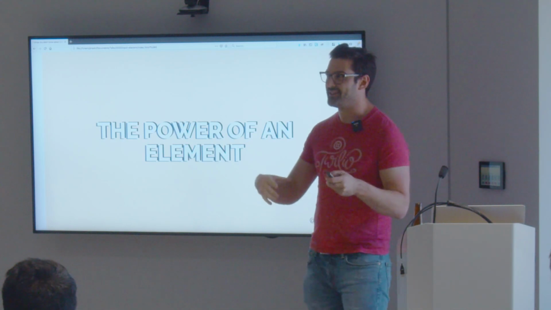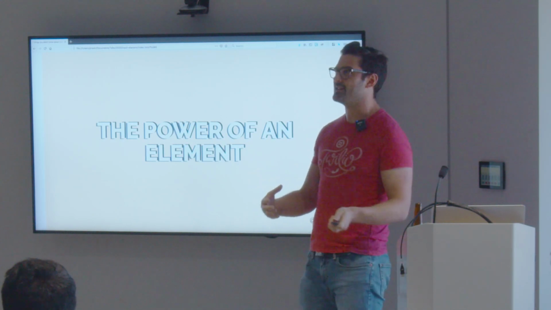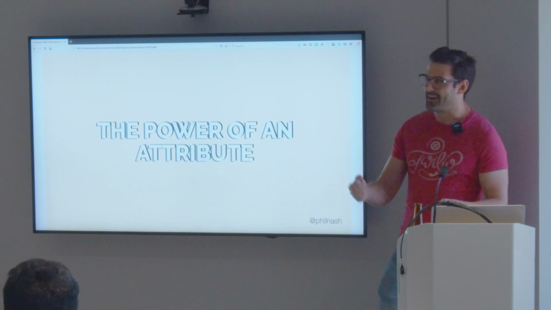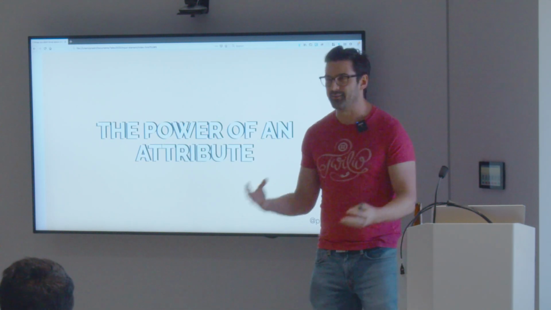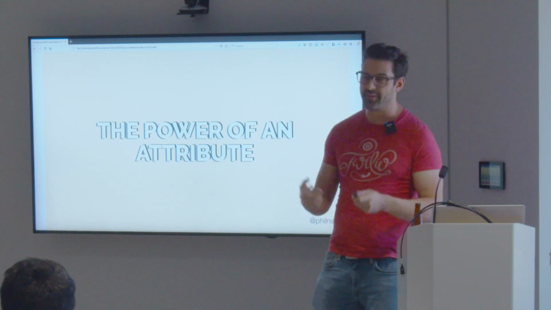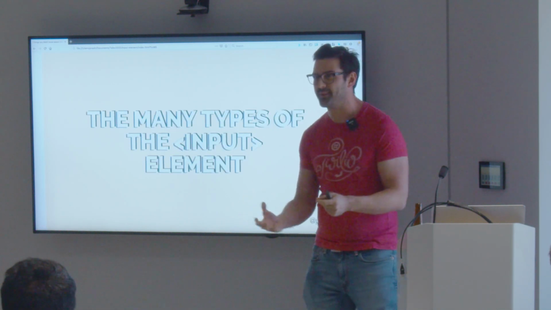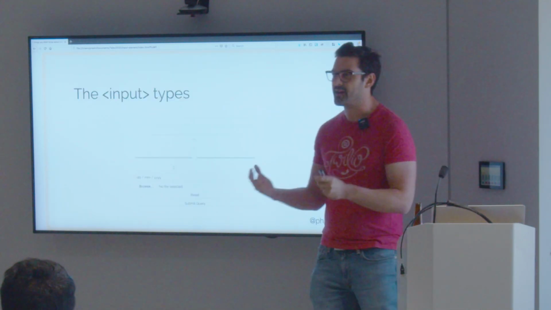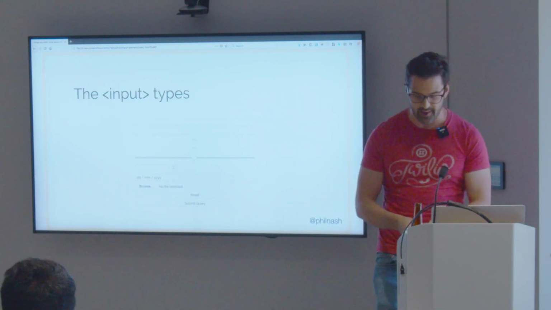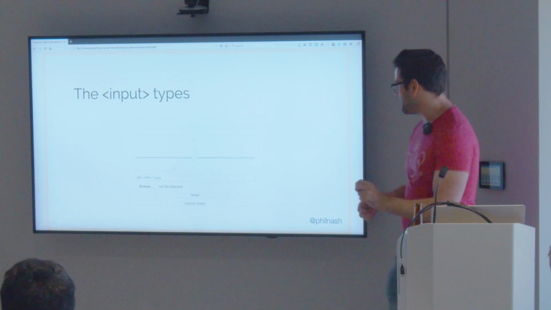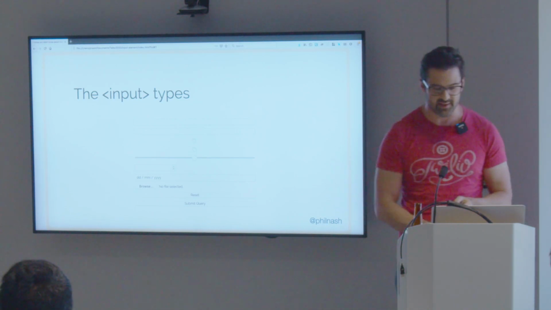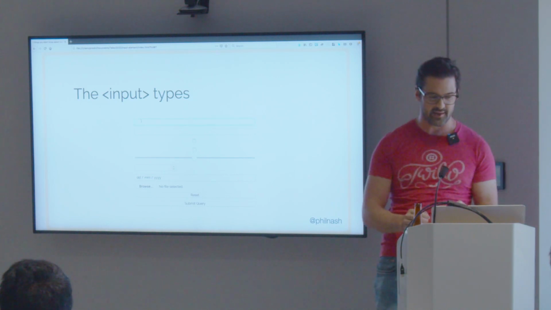But what infused me at the end of last year when I discovered a few things about it was just the power of an attribute. An attribute can change so many of these elements in so many different ways. And the one that can be changed the most, I think, is the input. It's not a surprise we're talking about the input, but even if you just look at the type attribute, this is 8, 9 different input elements with just a different attribute called type.